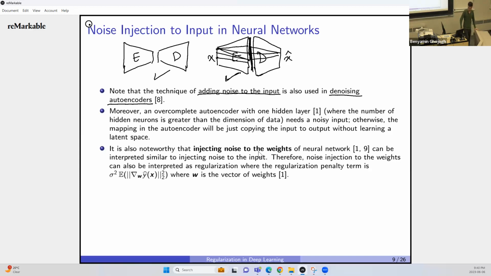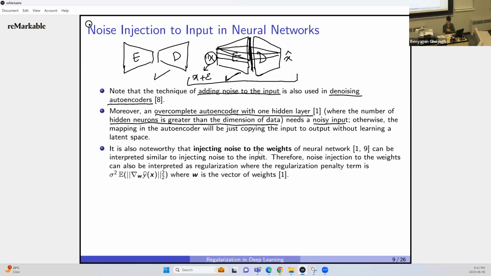It will copy. For an over complete autoencoder, in order to force the neural network not to copy, you will give X with some noise, and then we will reconstruct the non-noisy data. So we'll give X plus some noise epsilon, but your output should be X hat, not X plus epsilon hat. Therefore, this can be used for denoising. This is called a denoising autoencoder. As I said, this can be used in denoising autoencoders too. Moreover, an over complete autoencoder with one hidden layer, where the number of hidden neurons is greater than the dimension of data, needs a noisy input, as I told you.